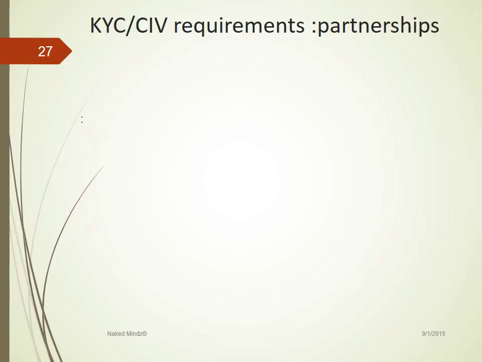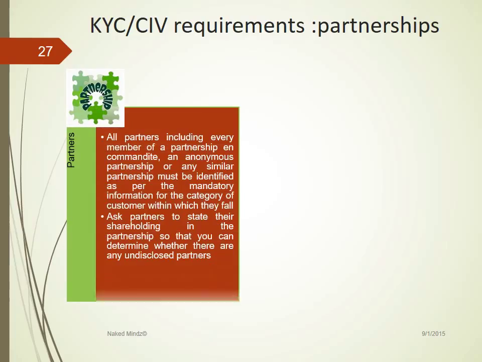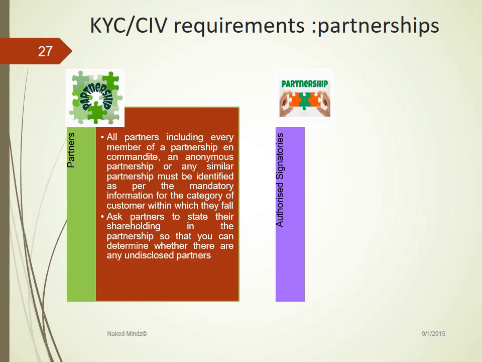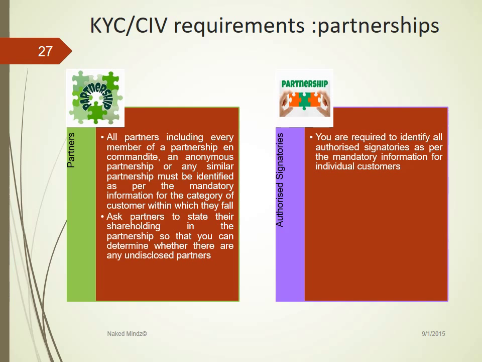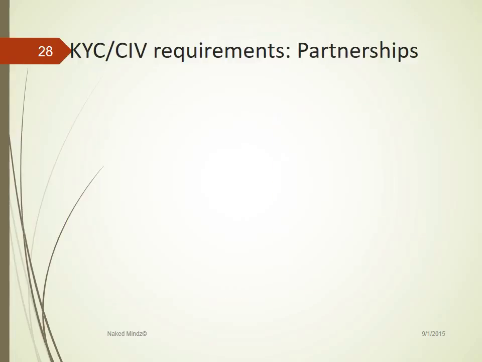KYC or CIV requirements for partnerships are a little bit different. They require every partner, whether it's in commandite or an anonymous partnership or any similar partnership, to be identified as per the mandatory information for the category of customer within which they fall. Ask partners to state their shareholding in the partnership so that you can determine whether there are any undisclosed partners. This is most important. The authorized signatories in the partnership have to be identified as per the mandatory information for individual customers.